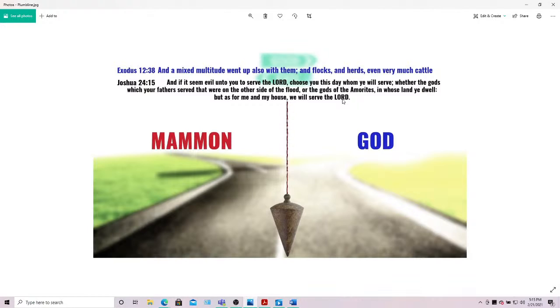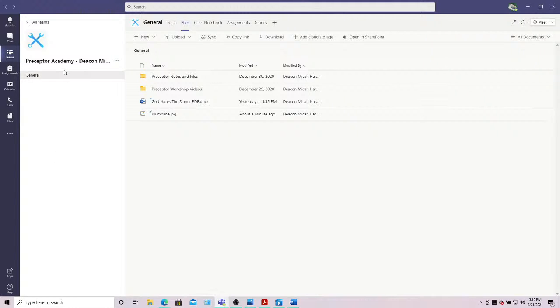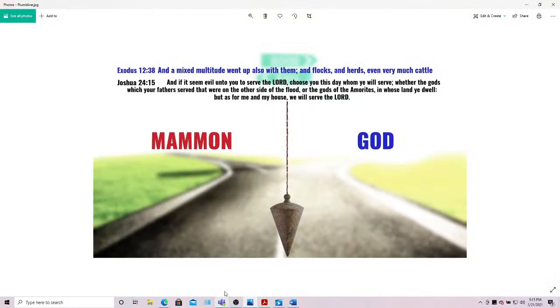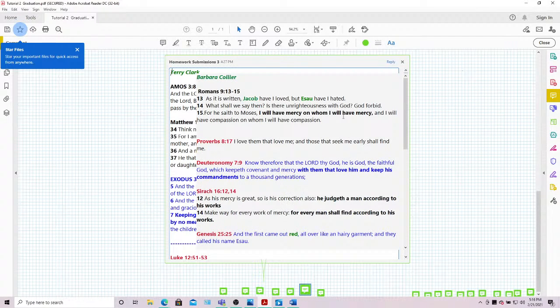And before I move back and forth, this visual that I have right here is in Microsoft Teams. So if you want to see it, you just go over to the Preceptor Academy, and then go to the Files section, and it's pictured right here. So if anybody wants to use it or download it or store it for themselves, you're more than welcome to use that. That's why it was created. So just to go back to the Preceptor.